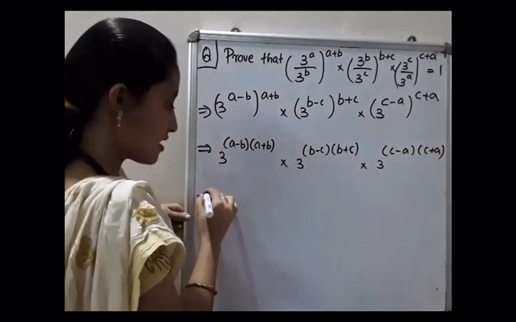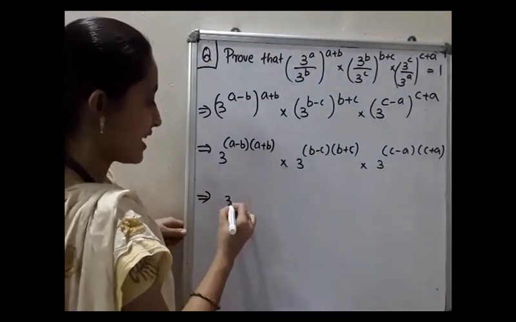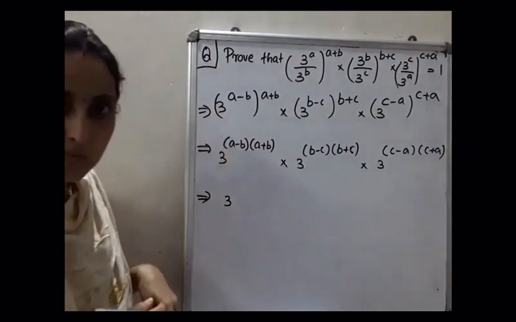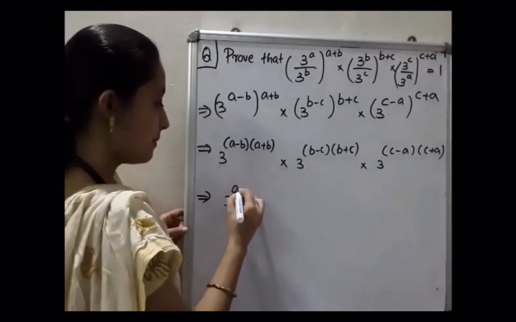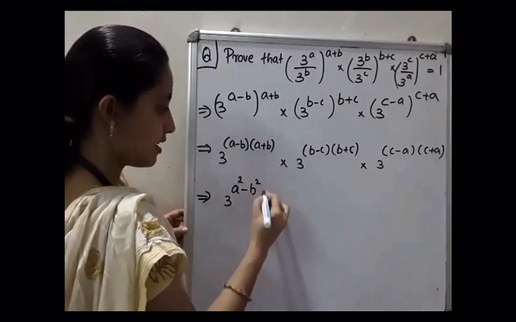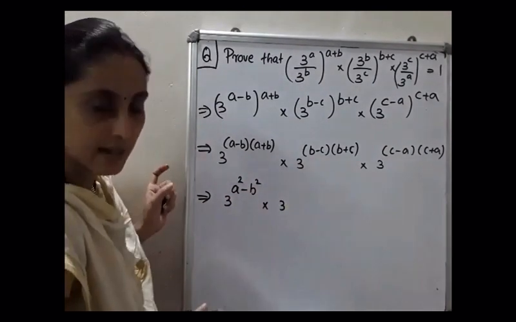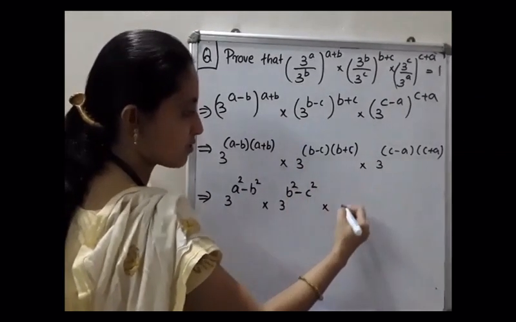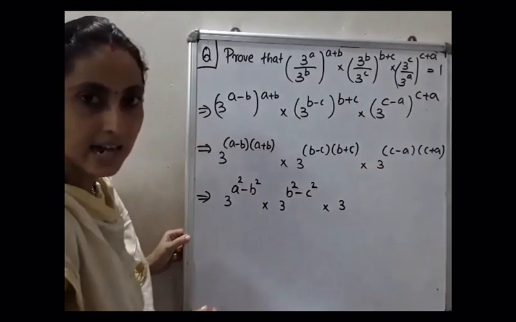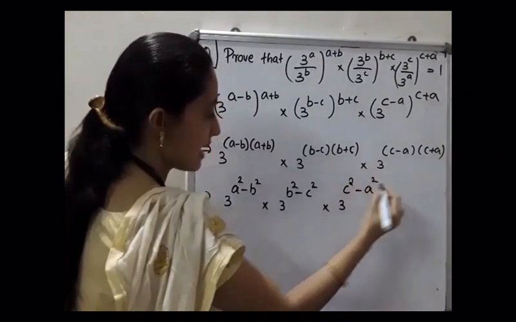Hope some of you got the answer. So how can we write the next step? 3 raised to, what is a minus b into a plus b? Identity, the third identity. Yes, a square minus b square. Next one, b minus c into b plus c, 3 raised to b square minus c square. Next one, 3 raised to c minus a into c plus a, 3 raised to c square minus a square.